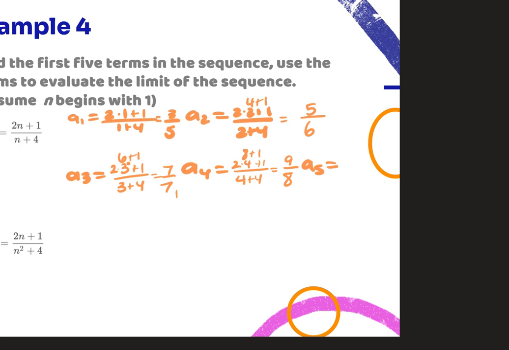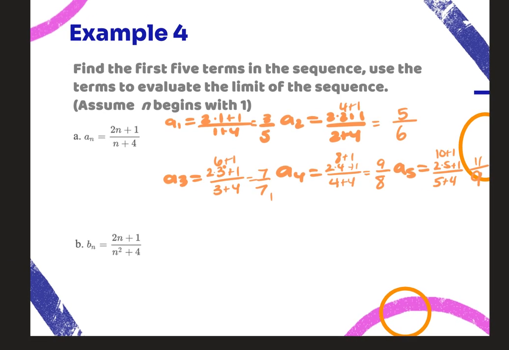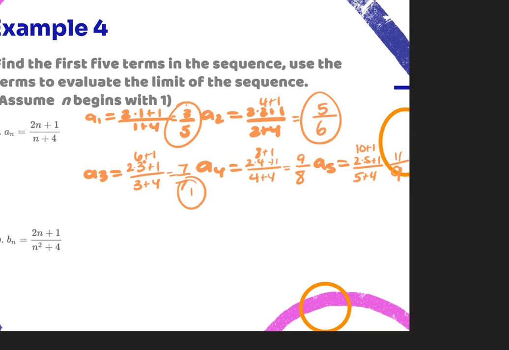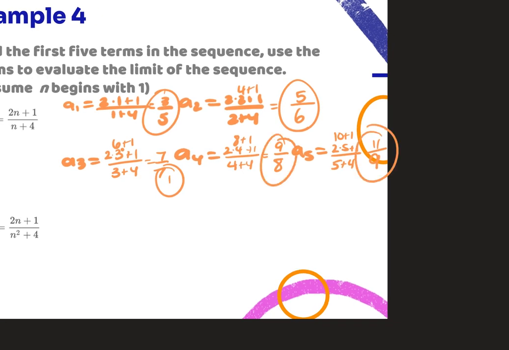And then last but not least, 2 times 5 plus 1 over 5 plus 4. 10 plus 1, which is 11, over 5 plus 4, which is 9. So what's happening to these values? 3/5, 5/6, 1, 9/8, and 11/9.